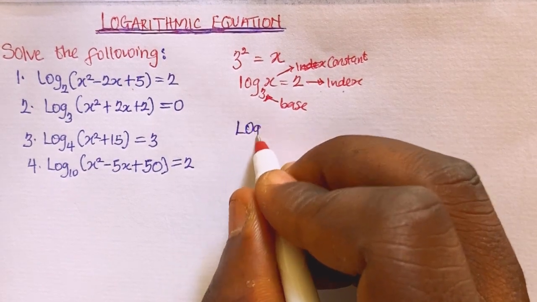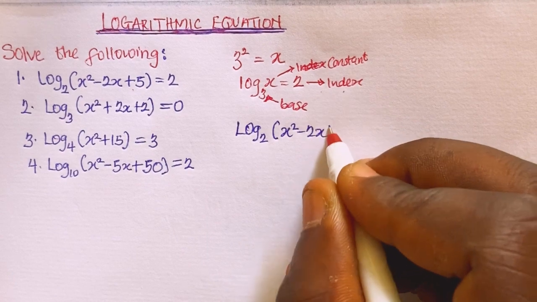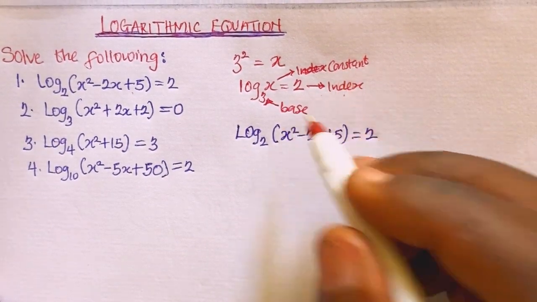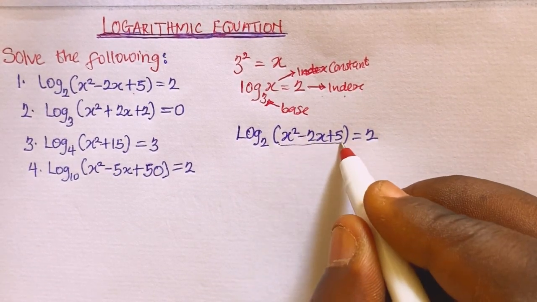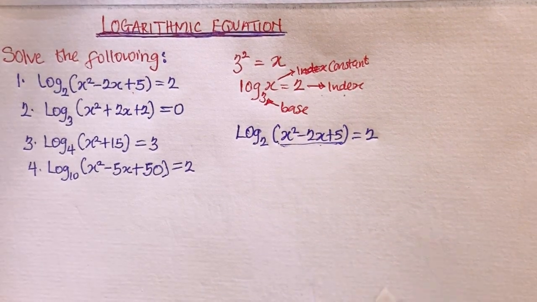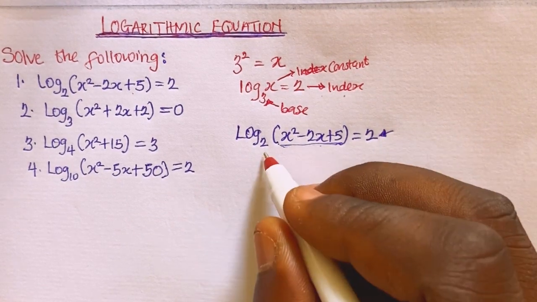Now, suppose we are given the first question, which is log of base 2 of (x squared minus 2x plus 5) equals 2. Now, apply these three things. Where is the constant? This is the constant we are asked to calculate. Where is the index? This is our index, which is the exponent. Where is the base? This is the base.